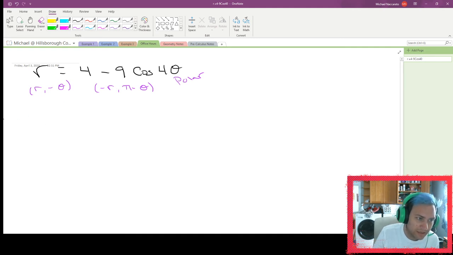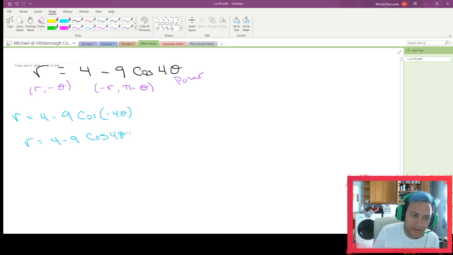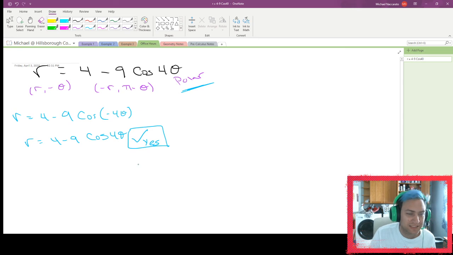Okay, plugging in here. r equals 4 minus 9 of, we're going to replace the theta with the negative theta, so we have negative 4 theta. Work this out, 4 minus 9, and that negative inside just disappears, so it becomes cosine of 4 theta. Look at that. Yes, and we could stop right there then. This has symmetry with respect to the polar axis, and we're done.